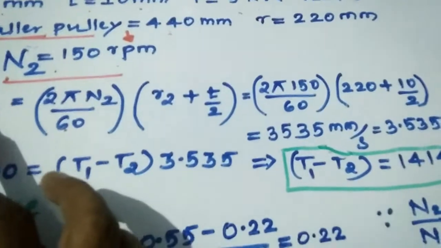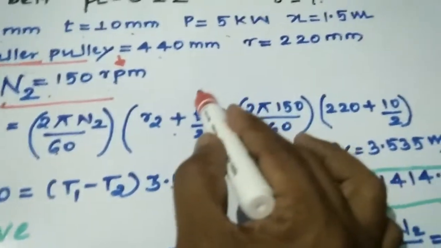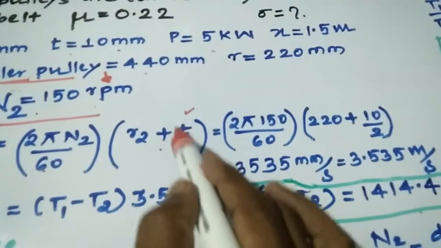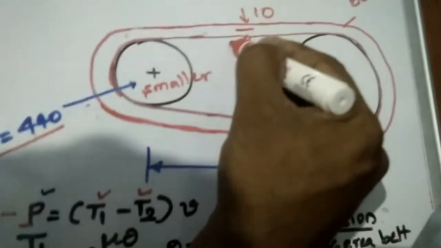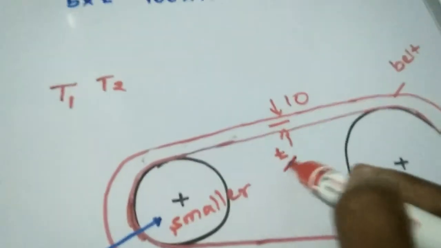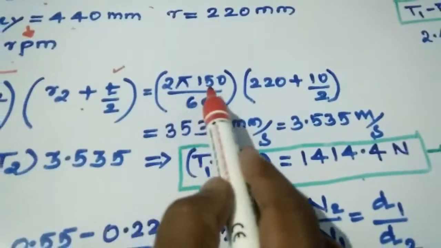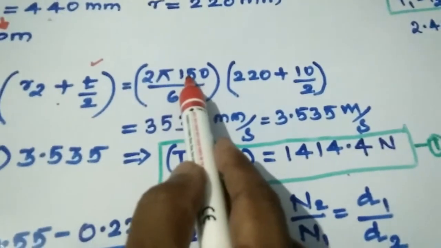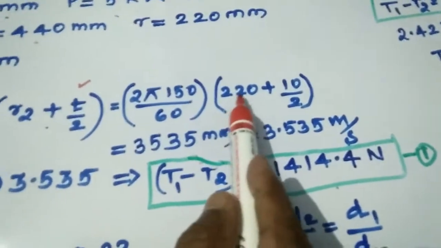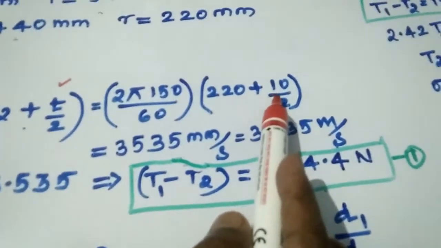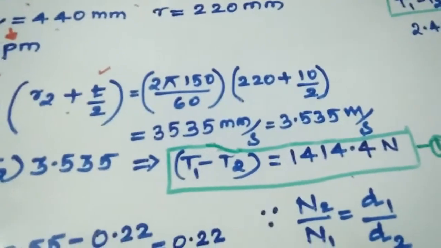I will consider the thickness also, because they have given a thickness. But in this case you have to take the thickness from the neutral line, so you have to take it as half of this one. That is T divided by 2, that comes as 10 divided by 2. I will put the values: 2 pi into 150 divided by 60, 220, 10 divided by 2. You have to take it as half of that for the velocity.